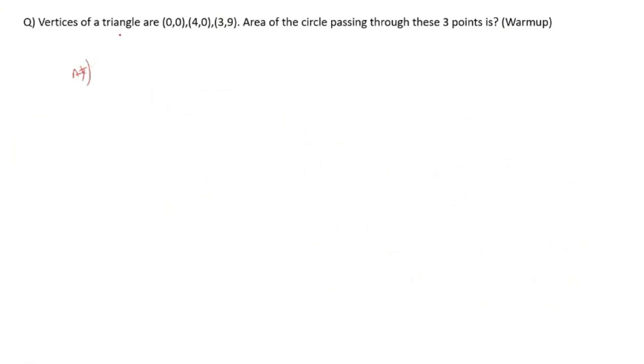Vertices of a triangle are (0, 0), (4, 0), and (3, 9). What is the area of the circle passing through these 3 points? Coordinates are given. Clearly, this is a triangle, and there is a circle, so some circumcircle is involved. That should be the first takeaway, even before putting pen to paper.